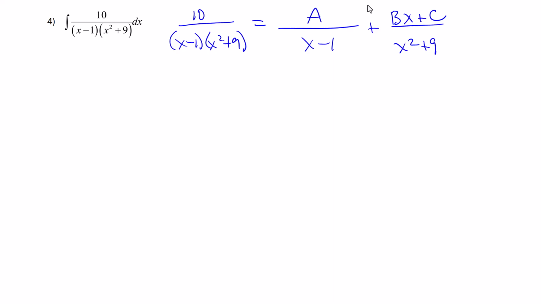All right, I'm going to move a little bit quicker on this one now since we've seen some of these things already. If you figure out the LCD, which is the original denominator given, and clear the fractions with that, we should end up with 10 equals a times (x squared plus 9) plus (bx plus c) times (x minus 1).